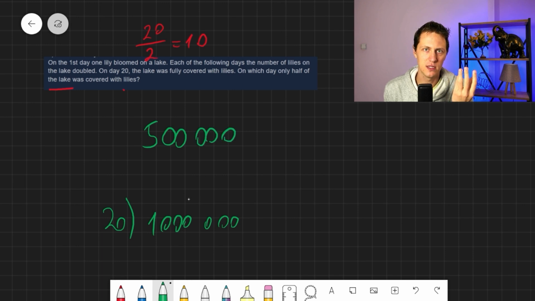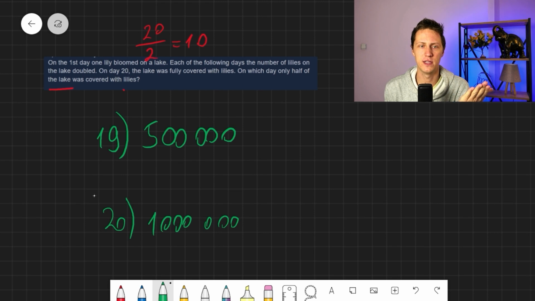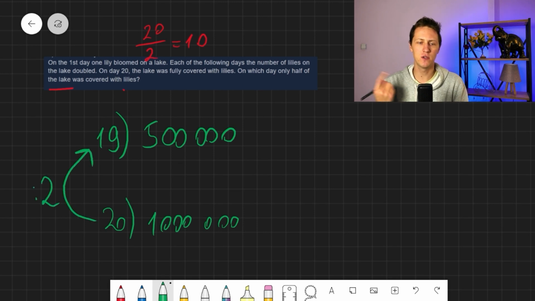And this way, this task becomes very obvious. You're going to have 500,000 lilies on day 19, because this is where the half is. This is 1 day backwards. You have to divide by 2 if you go 1 day back in time.